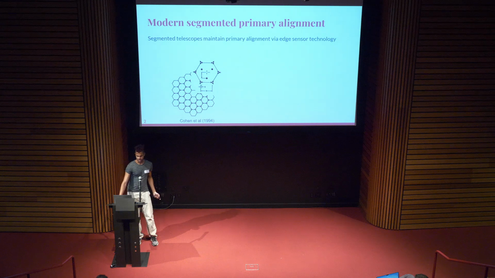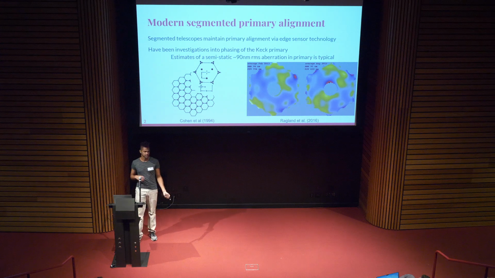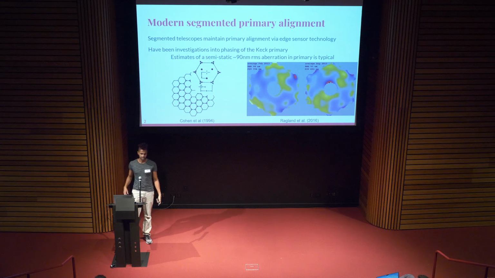However, recent investigations into how well the system works, led by Sam Ragland starting several years ago, have shown that there are misalignments present on the Keck primaries that are either not sensed or not controlled by these edge sensor systems. And the estimations of the magnitude of these misalignments actually put it at around 90 nanometers RMS semi-statically, which is inducing nearly 200 nanometers of phase aberration into the wavefronts just from the primary mirror alone, which is somewhat of a problem.